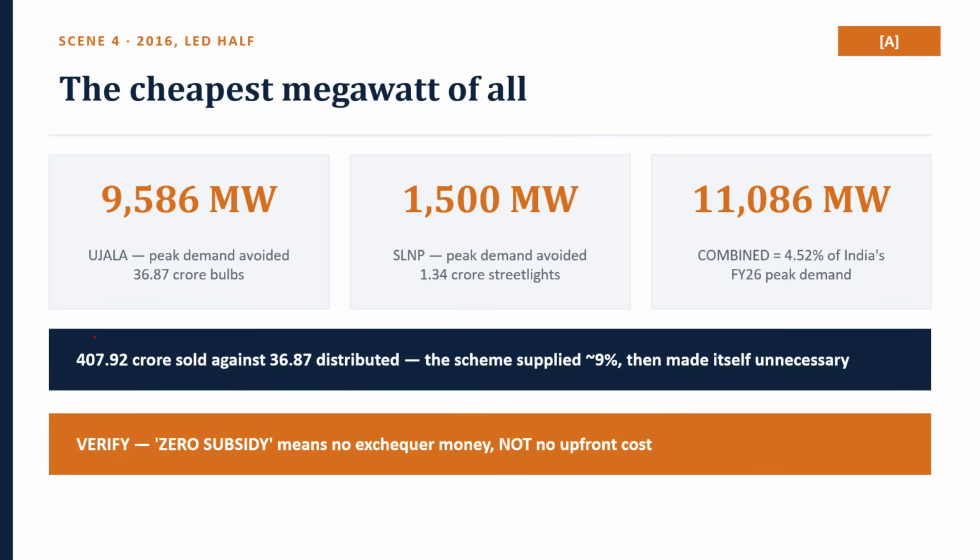And the demand-side saving is not marginal. Ujala and SLNP together avoided 11,086 megawatts of peak demand, about 4.5% of India's peak, at a moment in the evening when solar output is zero. One clarification to make on air, because the two claims can be confused. Zero subsidy means no money from the exchequer. The consumer paid 70 rupees. It does not mean the upfront cost was ever addressed. On-bill and pay-as-you-save options existed separately through discounts.